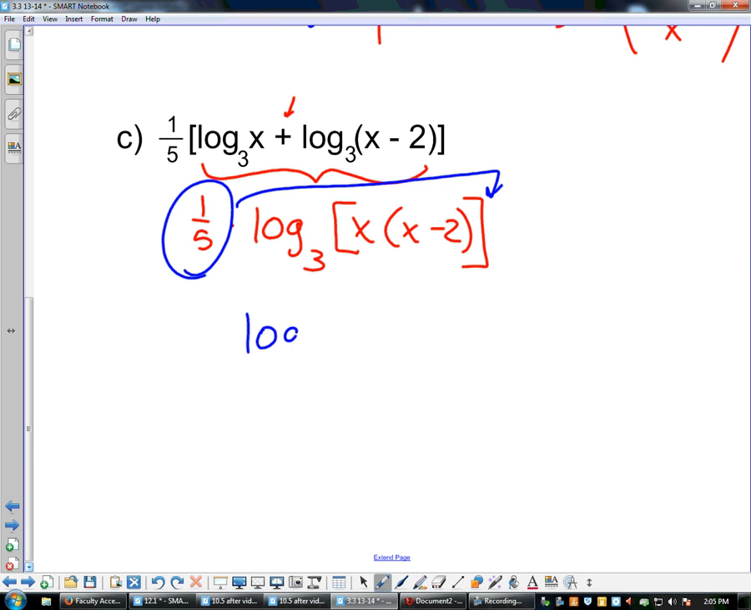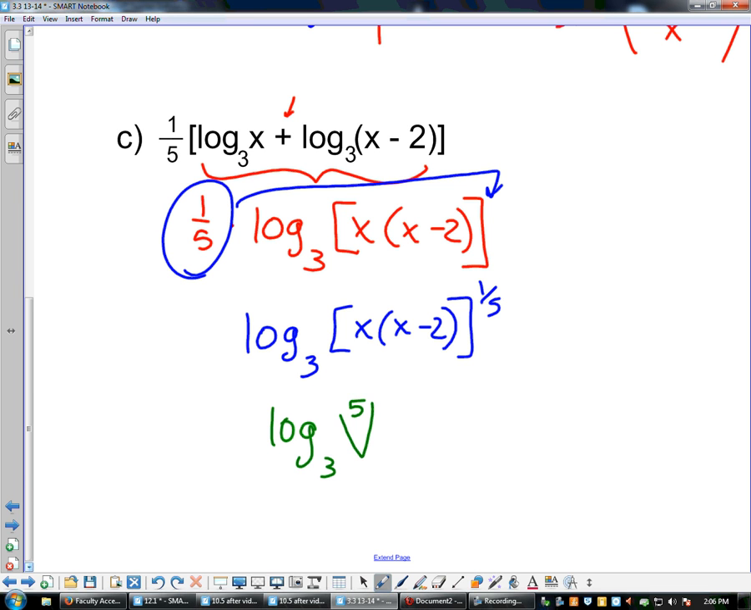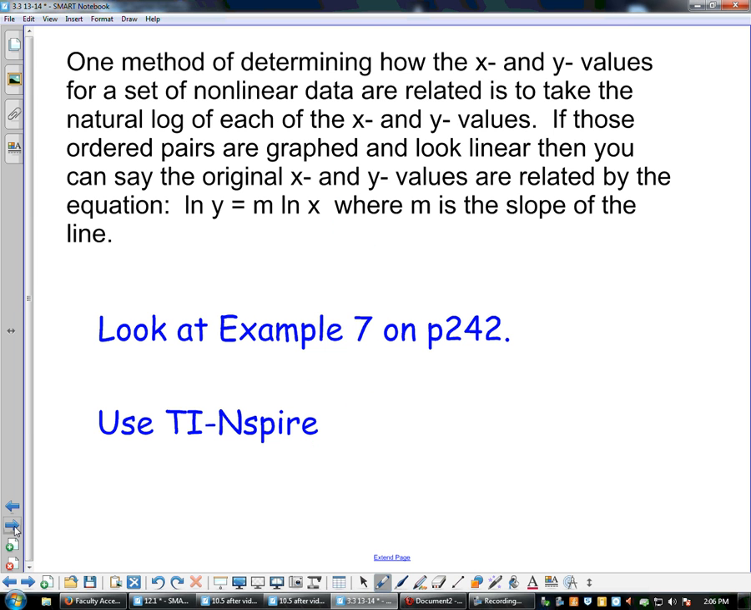So I'm going to have log to the base 3 of x times x minus 2 to the 1/5. And you know 1/5 means 5th root. So I could write my final answer as log to the base 3 of the 5th root of x times x minus 2. That is an example of condensing.